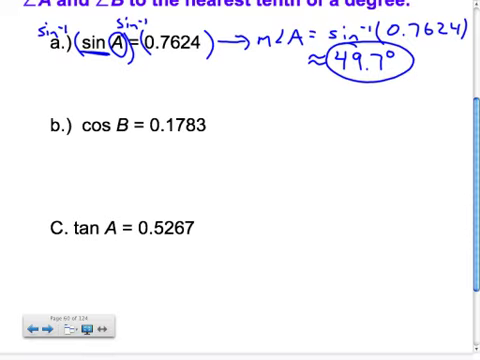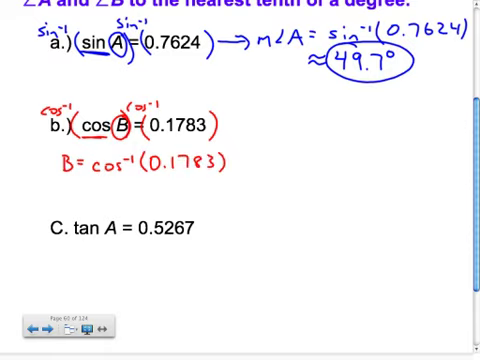Again, we identify we're solving for this B. I've got to get rid of the cosine, so in this example, I'm going to take the inverse cosine, cosine to the negative 1, of both sides. So B equals the inverse cosine of 0.1783. Again, you bust out the calculator: second, cosine, 0.1783, enter, and you should get something pretty close to 79.7 degrees. Hopefully this is starting to catch on a little bit.